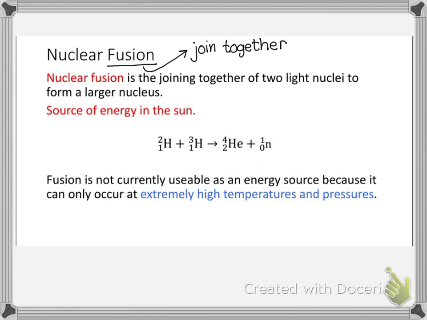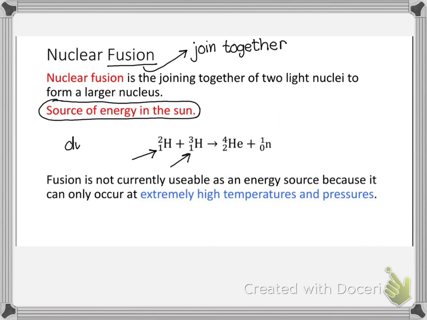Now, this is very, very important because it is the type of nuclear reaction that is the energy source for our sun. So nuclear fusion is an energy reaction occurring on the sun. You can see here, these are two isotopes of hydrogen. It's called deuterium and tritium. So these are two isotopes.